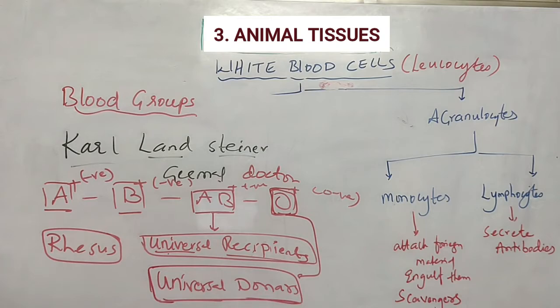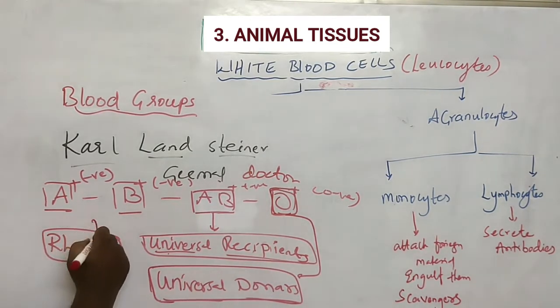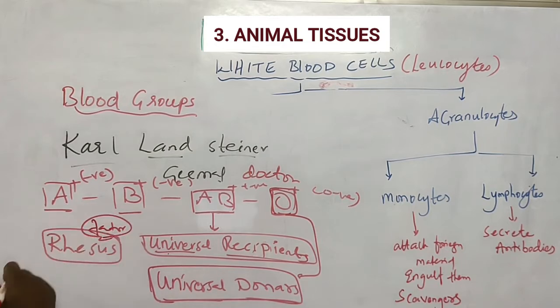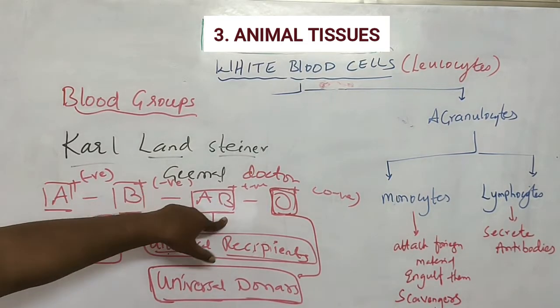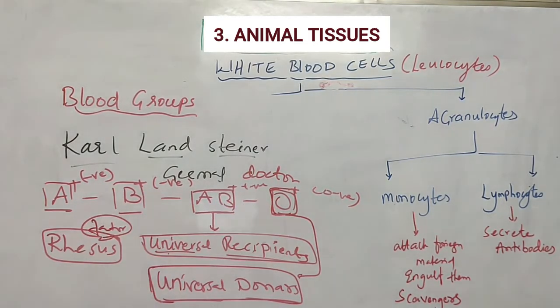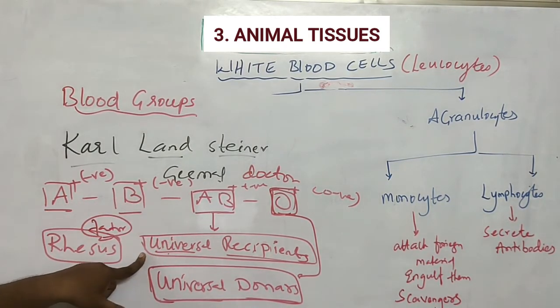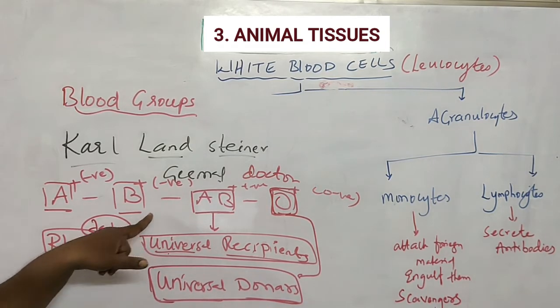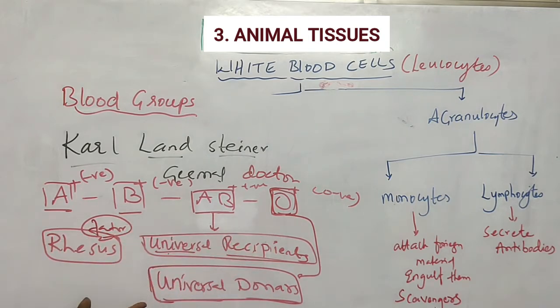So now all these blood groups were discovered by whom? Karl Landsteiner. How many blood groups are there? A, B, AB and O. Basing on the rhesus factor, we have A positive and A negative, B positive and B negative, AB positive and AB negative, O positive and O negative. And people with AB blood group are called universal recipients. Why? Because they can receive blood from any blood group. And O are called the universal donors. Why? Because they can donate blood to any blood group.